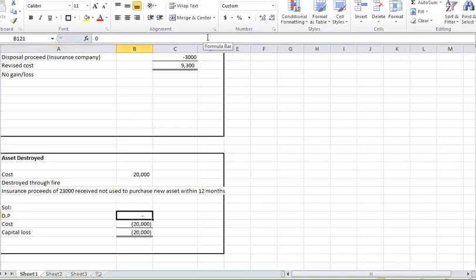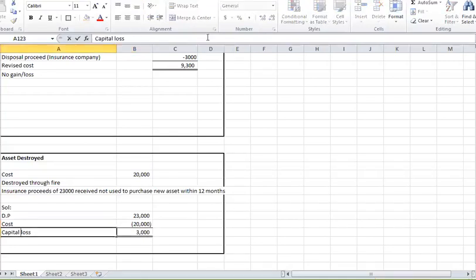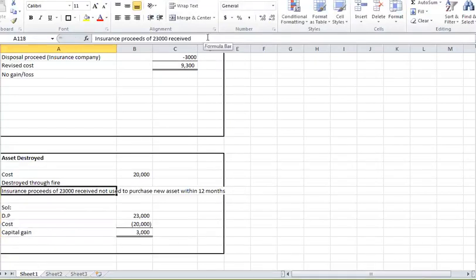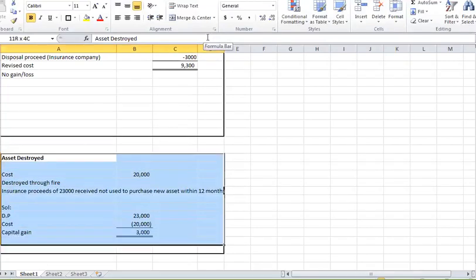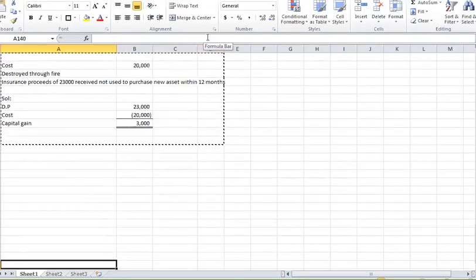So now in this case, students, you have received £23,000 from the insurance company and you have not reinvested your money. So now you have a capital gain of £3,000. You have to pay tax on this £3,000. And that's it. So this was the second case of asset destroyed. You have received money, but you have not used this money to purchase the new asset.